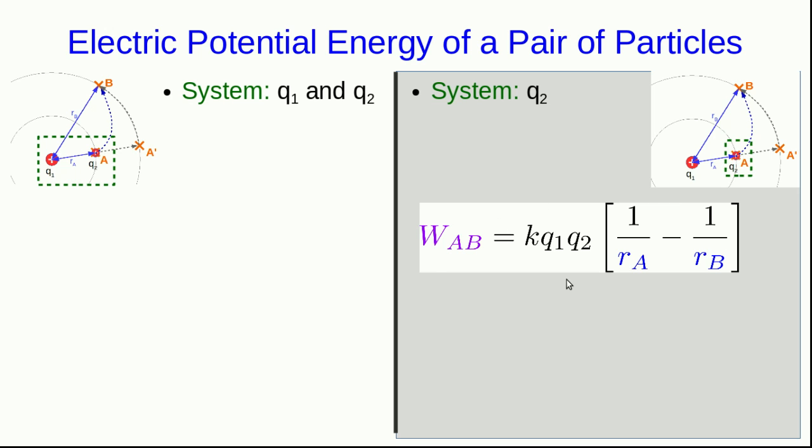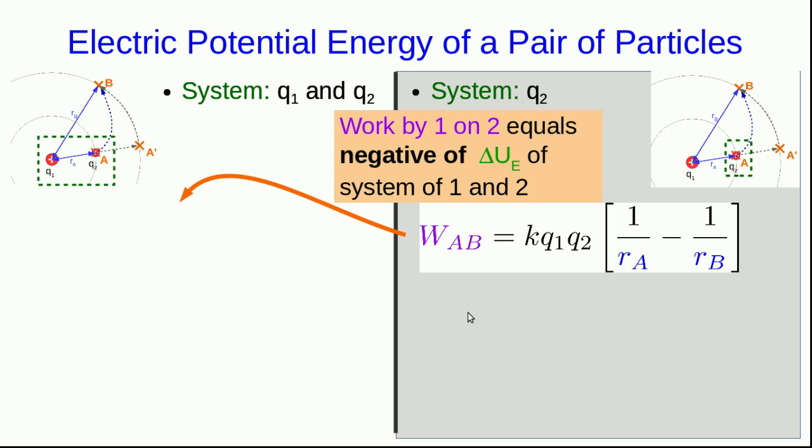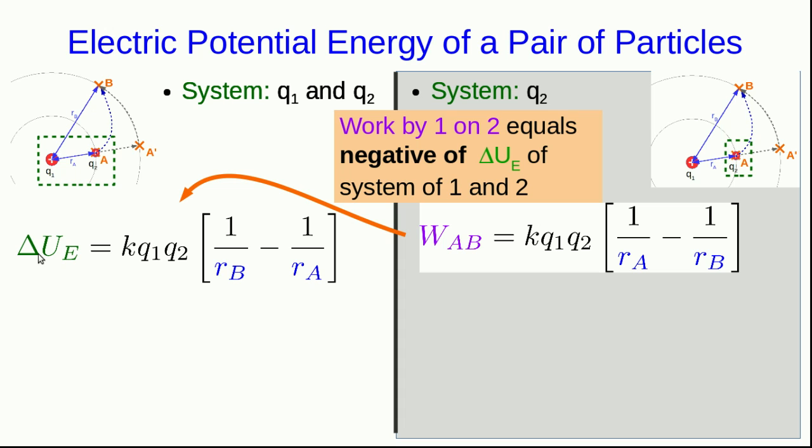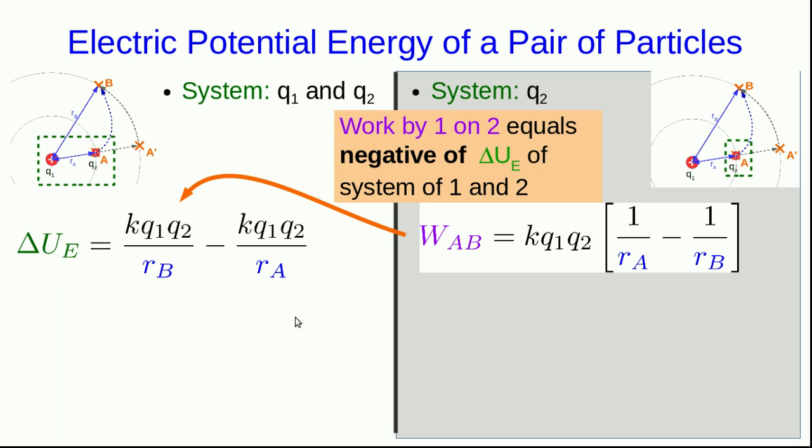So we now know this work that Q1 has done on Q2, and what we've seen in Lecture 1 is that the work that 1 does on 2 has to equal the negative of the change in the electric potential energy of the system that includes 1 and 2. And so we can immediately write down this change in electric potential energy, where all I've done is take this and multiply through by -1. And now a slight rearrangement makes it look like this.